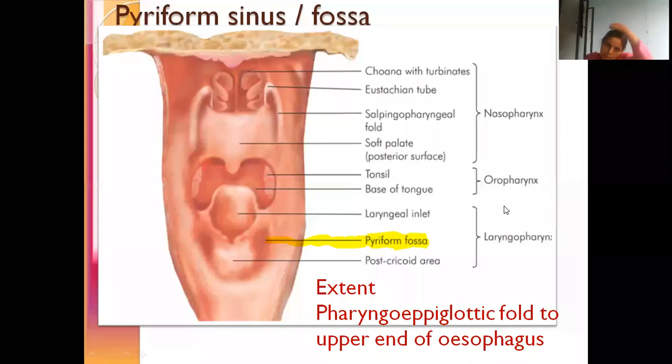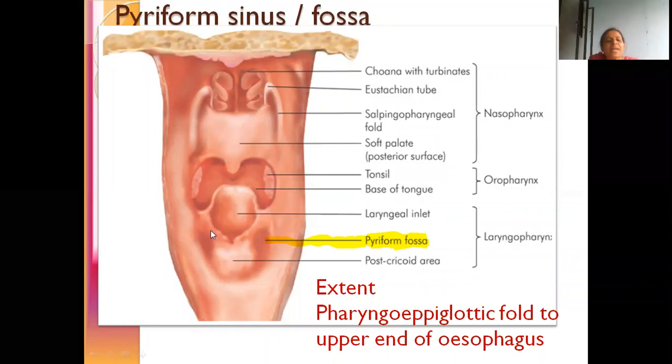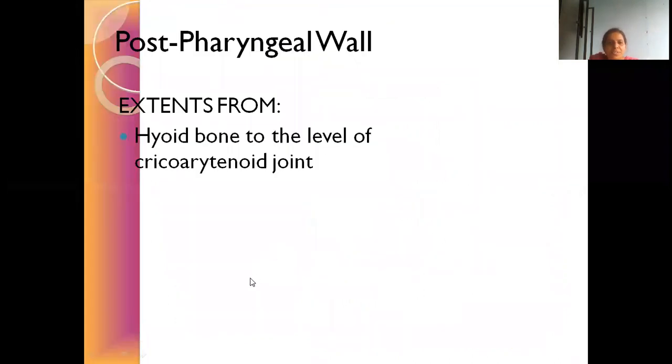Let's start. So the piriform sinus is the one which you are seeing behind and on either side of the epiglottis, which is also called the smuggler's fossa. It is going up to the pharyngo-epiglottic fold, from the pharynx to the epiglottis, and the pharyngo-epiglottic fold to the esophagus. So these two pockets, in olden days, people used to carry precious diamonds.